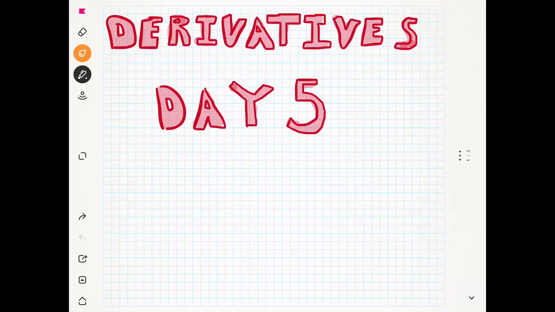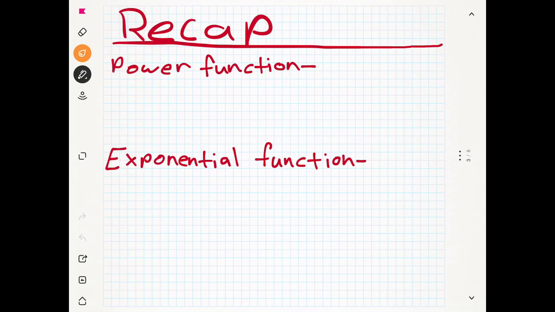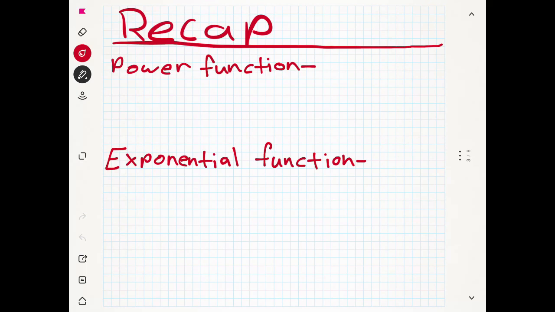Hi, and today is derivatives day 5, and today's topic is derivatives of exponential functions. Before we get started, let's do a quick recap. If you remember, I already mentioned the differentiation rules for the power functions, and I told you to be careful between the power functions and the exponential functions. Today I'm just going to remind you of that and talk more about exponential functions.